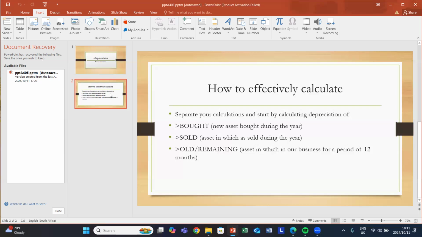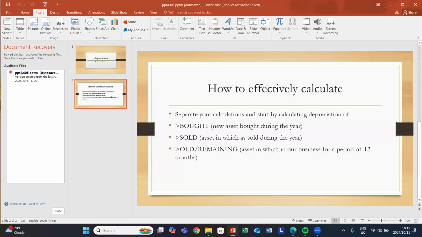And lastly, conclude your calculations with all the remaining. What is all the remaining? All the remaining basically is an asset which stayed in our business for a period of 12 months, meaning this one is untouched. We open our business with it and we close our business with it. That's how I want you all to calculate your depreciation. Start by bought, sold, and lastly, conclude with all the remaining.